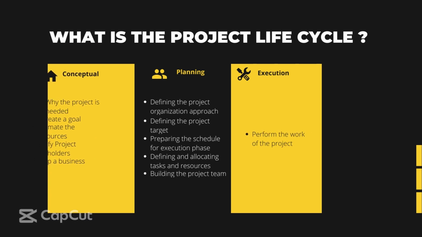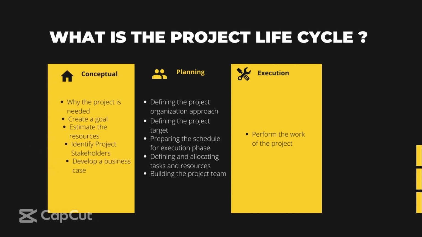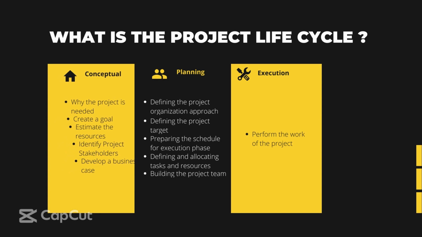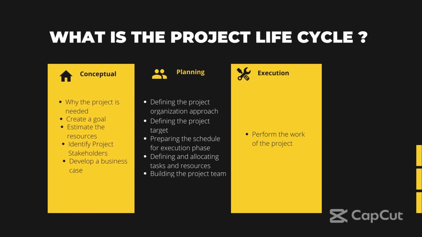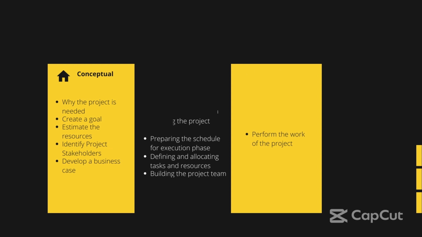Next, we go to the third phase, which is the execution phase. When executing the project, of course, you have to perform the work of the project design, construction, production, site activation, testing, and the other works based on what we have planned in the second phase.